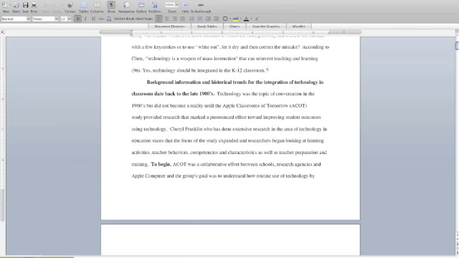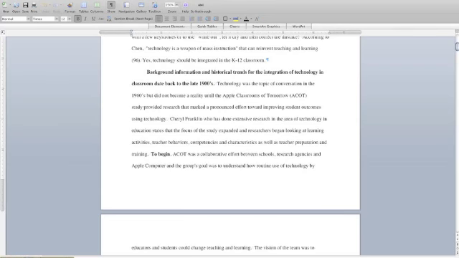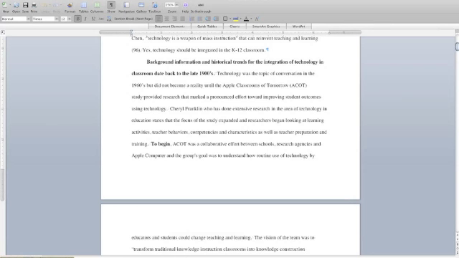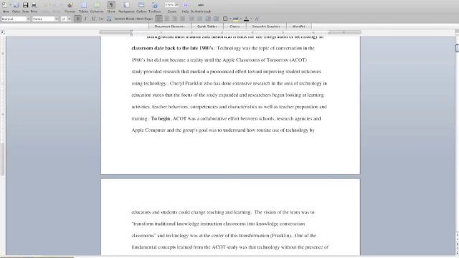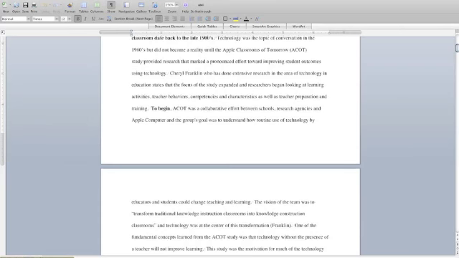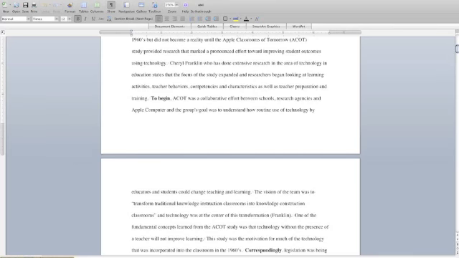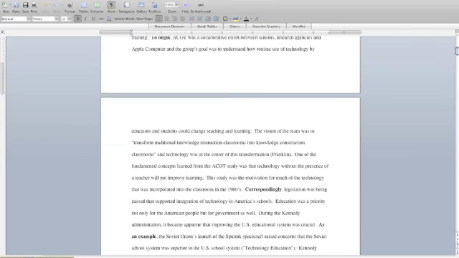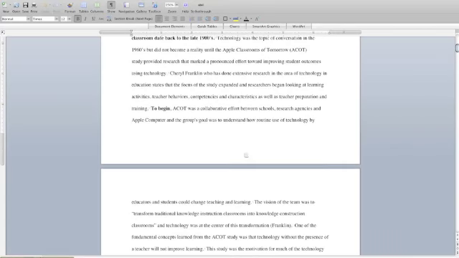Technology was the topic of conversation in the 1960s, but did not become a reality into the Apple classrooms of tomorrow. Study provided research that marked a pronounced effort toward improving student outcomes using technology. Cheryl Franklin, who has done extensive research in the area of technology and education, states that the focus of the study expanded and researchers began looking at learning activities, teacher behaviors, competencies, and characteristics, as well as teacher preparation and training.